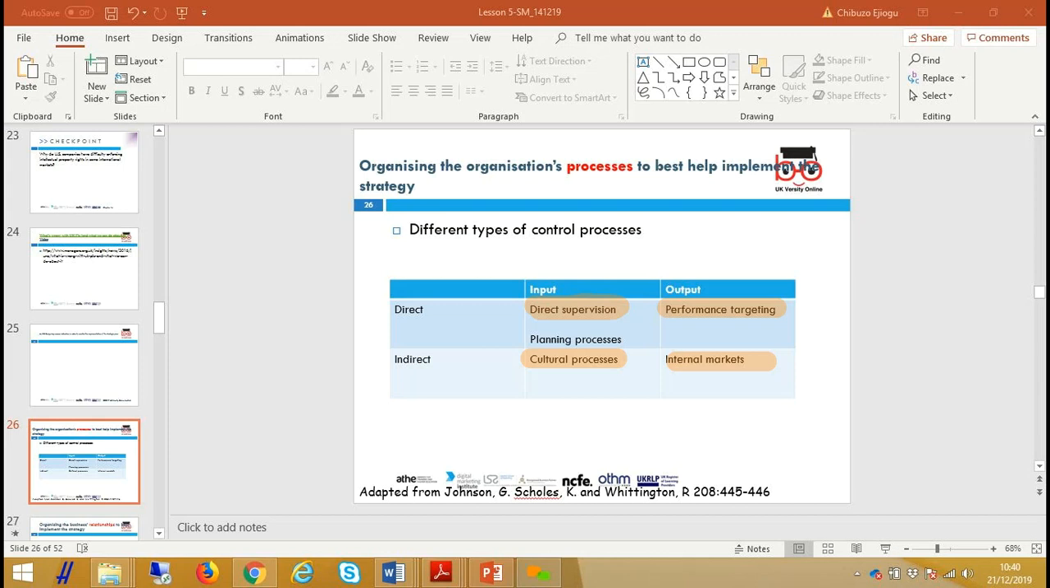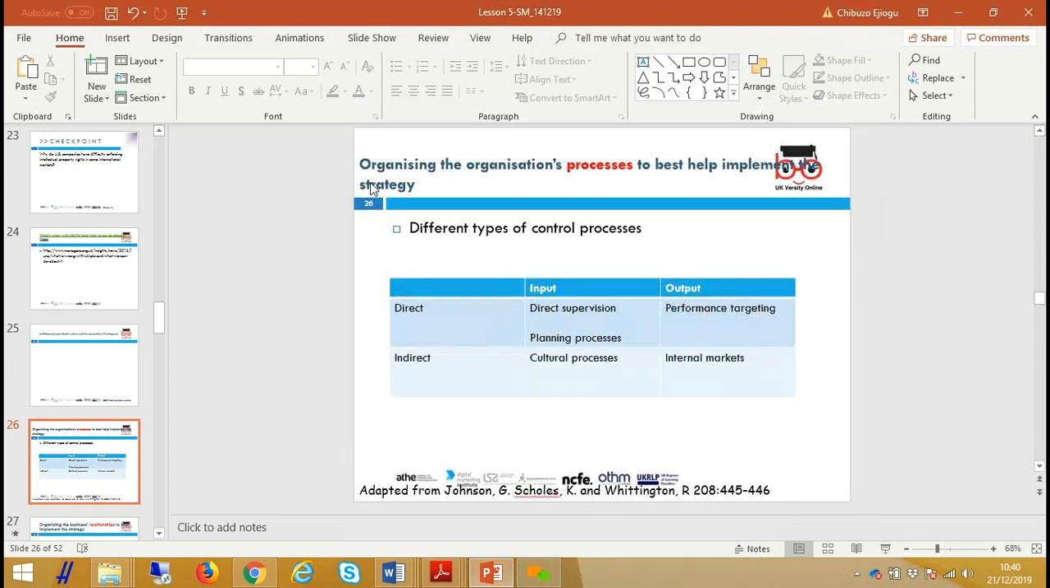So those are your 4 types of control processes. Planning processes, this is part of direct control based on input. So that's direct supervision, and then your managers also plan. That's setting up a plan and then you must follow this plan. It's part of direct supervision based on input. So those are different ways you can use control.